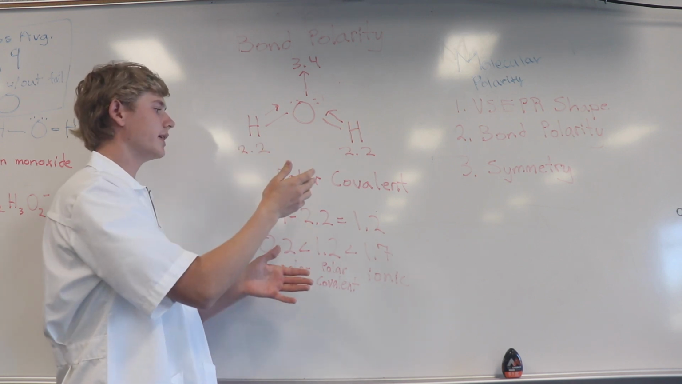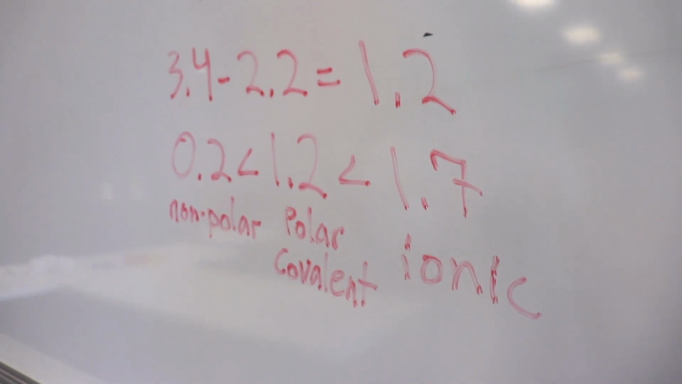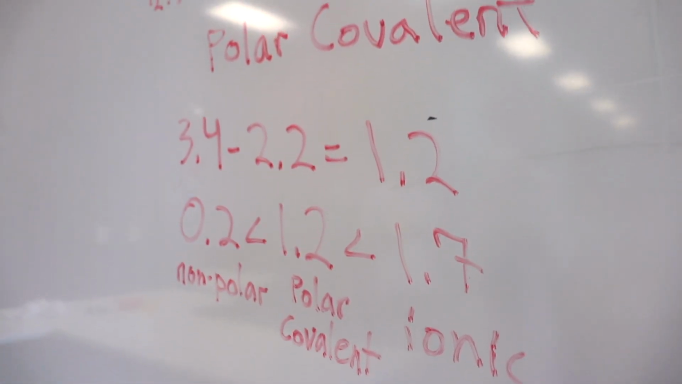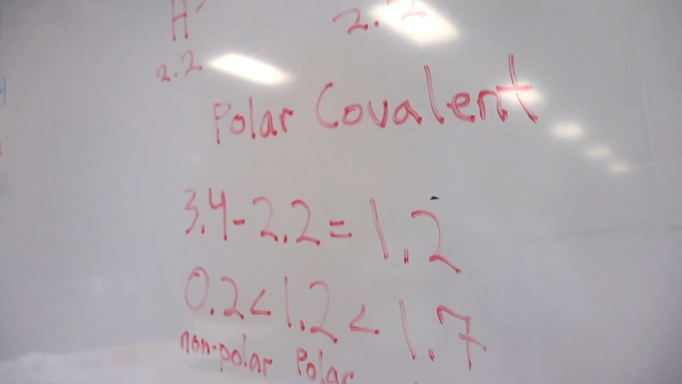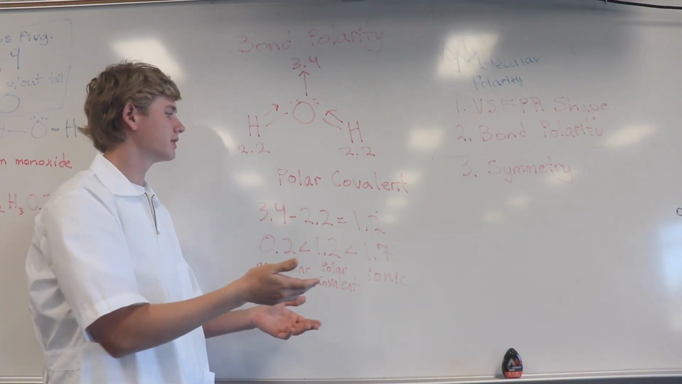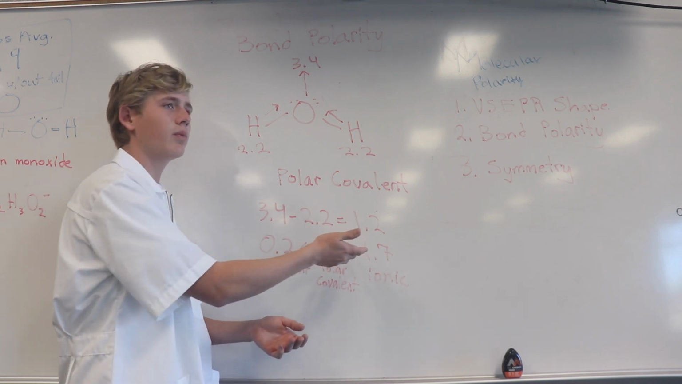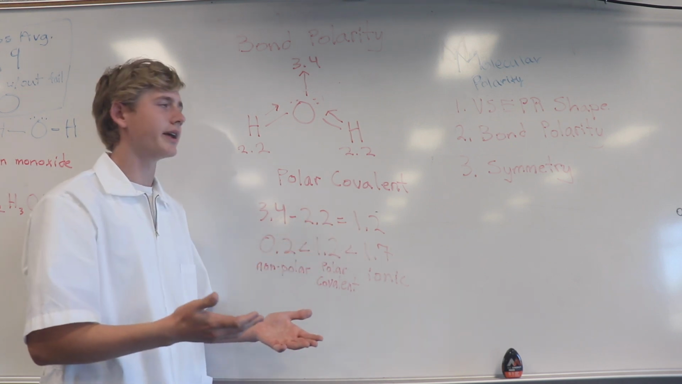So if the electronegativity difference is higher than 0.2 but less than 1.7, it's a polar covalent bond. If it's less than 0.2, which happens in diatomic covalent bonds, then it's just a non-polar covalent bond. And if it's greater than 1.7, the bond is ionic.